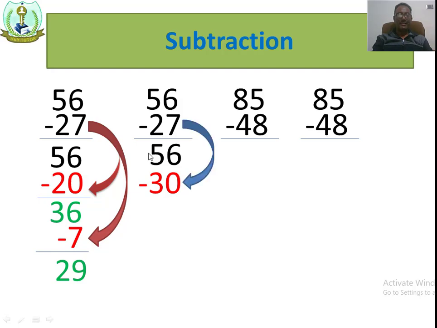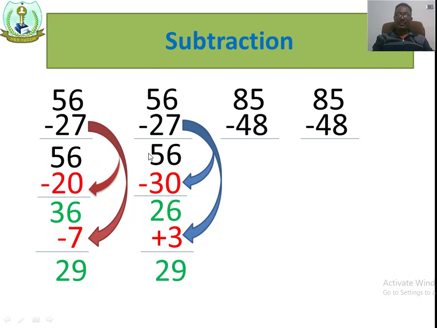So remembering that, we go on. 56 minus 30 is 26. Remember that 3 you have subtracted to reach 26. Therefore, you need 3 here. So when you add 3, 26 plus 3 is 29. Let's work on 85 minus 48.